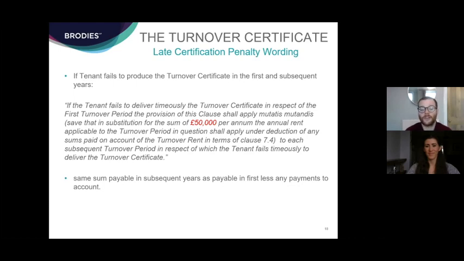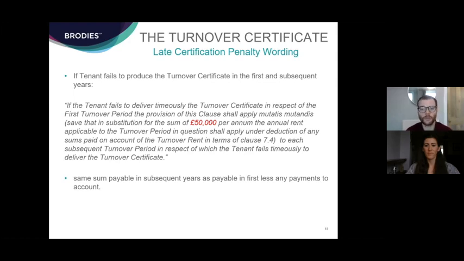But it won't be exactly the same, because if there's been any payments over the period to the landlord, then they'll be offset and taken into account. But again, as I say, that just provides the protection for the landlord to ensure that even where the tenant hasn't produced their turnover certificate, there is a rent that can be paid.